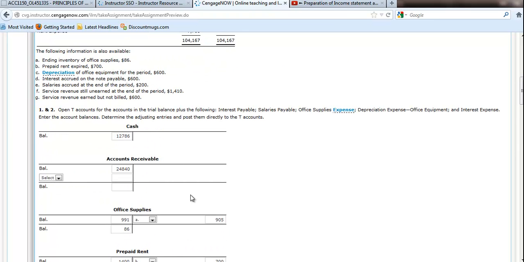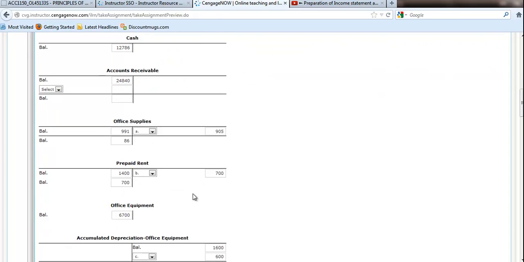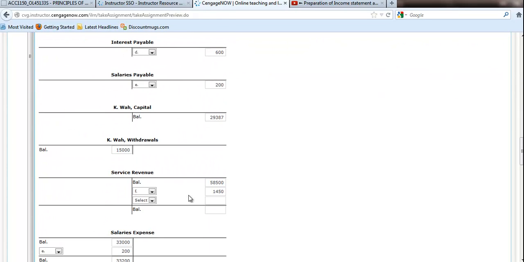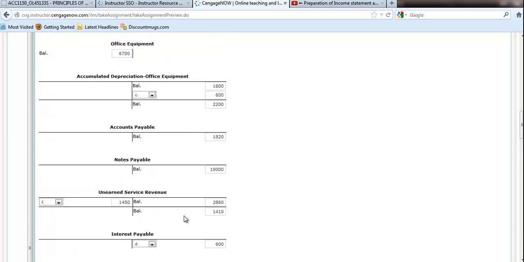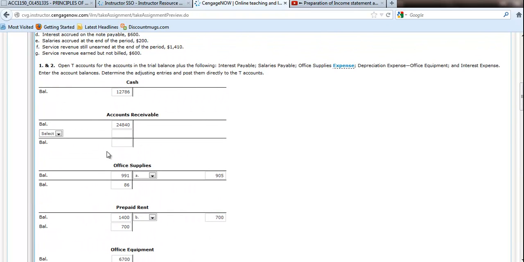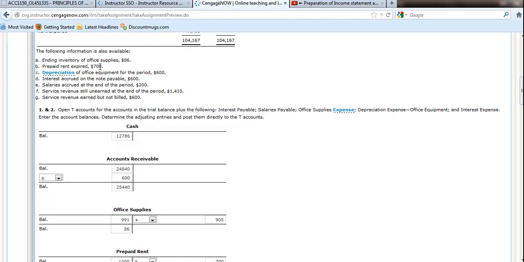Our last one, G, service revenue earned but not billed. Okay, so service revenue earned. That means we've earned it, so we have to record it. We've earned $600. Okay, so I'll go ahead and do my balance while I'm here. I've earned $600, but it says not yet billed. Okay, they haven't paid me, but I'm going to bill them pretty soon. But the simple fact that I've provided the service means they do owe me. So I'm going to go to my accounts receivable and put the $600 there to show that they now owe me that because I've performed the service. And I can do my balance, $25,440 while I'm here.